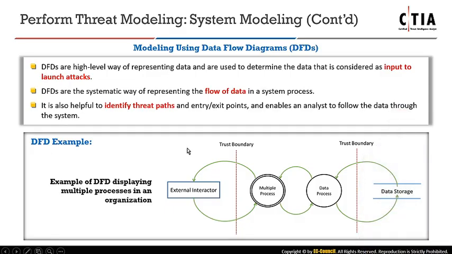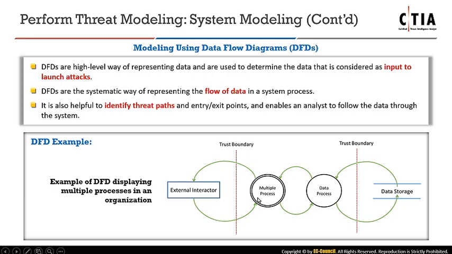Here's a small example. If you look at the slide at the bottom here, is an example of a DFD showing multiple processes in an organization. This is a very high-level DFD. DFDs can be extremely low-level too, looking at even specific modules of an application. But in this case, we see the external interactor through a trust boundary. So this trust boundary could be the network edge. It could be a relationship between an internal and an external entity that are using 2 separate trust systems, and there's a trust exchange that goes on at this boundary.